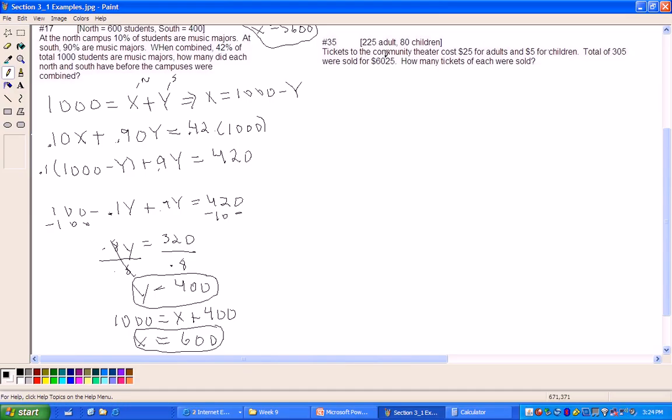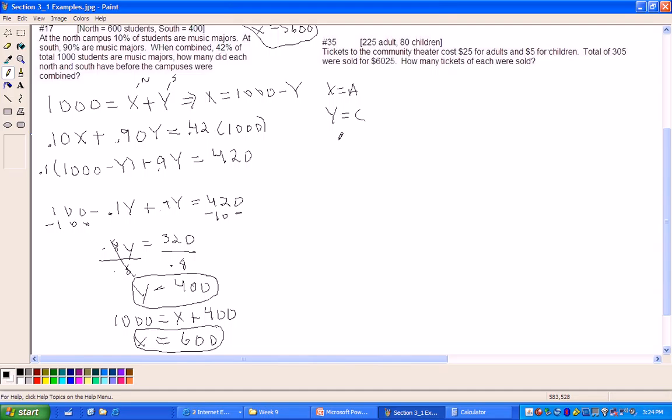Tickets to the community theater cost $25 for adults and $5 for children. A total of 305 tickets were sold. For $6,025, how many tickets of each were sold? So we know that the total number of tickets, we'll say X is equal to the number of adults, Y is equal to the number of kids or children.